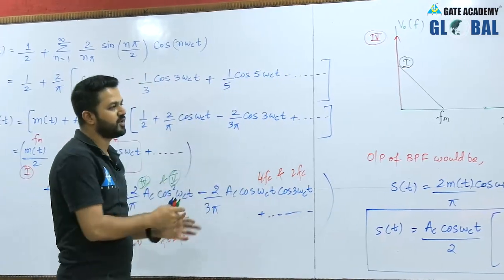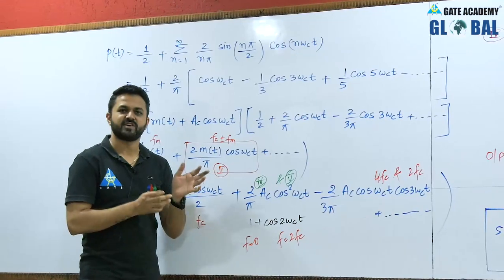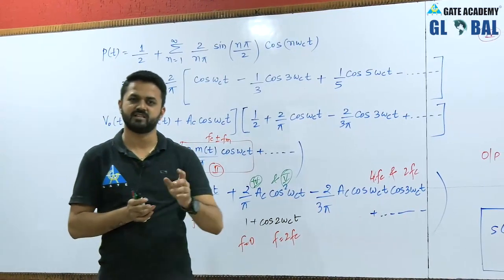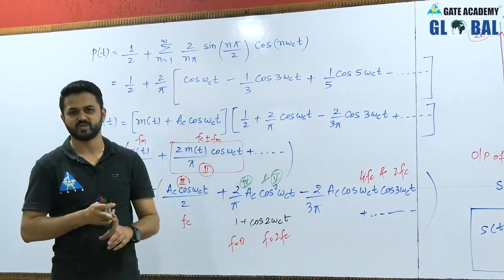So this is all about the switching modulator. In this way we have generated the AM signal. There are two methods, the square law modulator and the switching modulator.